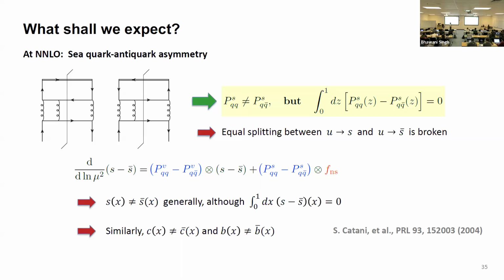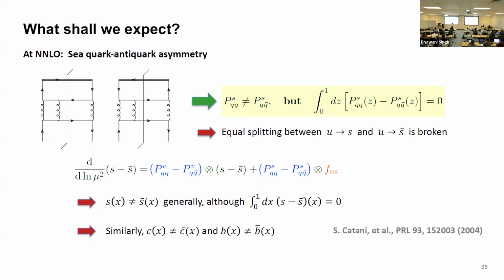This term evolved by itself, and we already had this before. What's new is the second term. This gives the non-zero mixing between S minus S bar with the non-singlet contributions. So we should generally expect that the strange is not equal to anti-strange, although their integrals for x from 0 to 1 is 0. And similarly, C bar is not equal to C, and B bar is not equal to B, even though naively we normally picture them as the same in the proton.